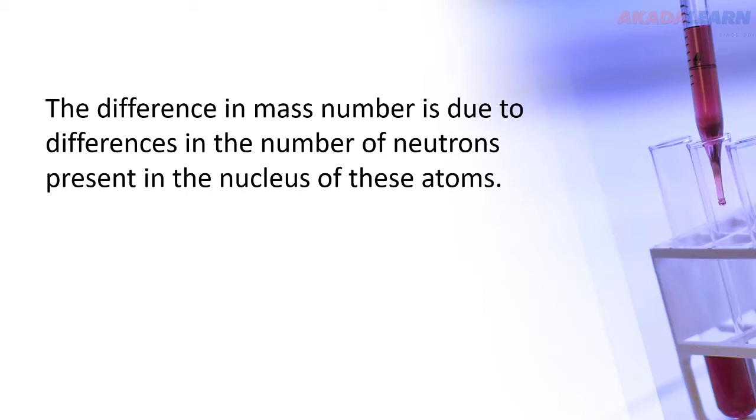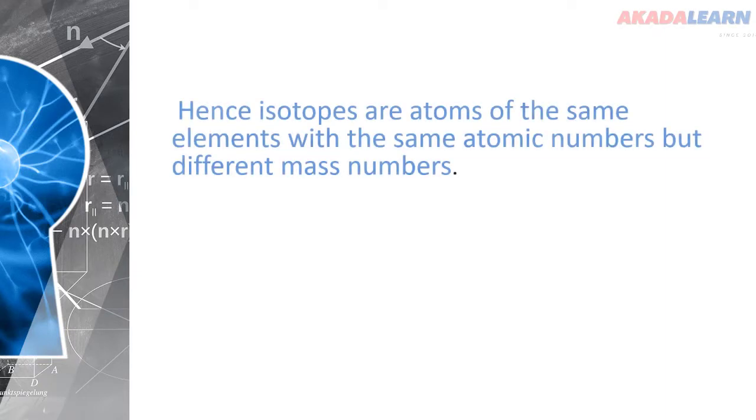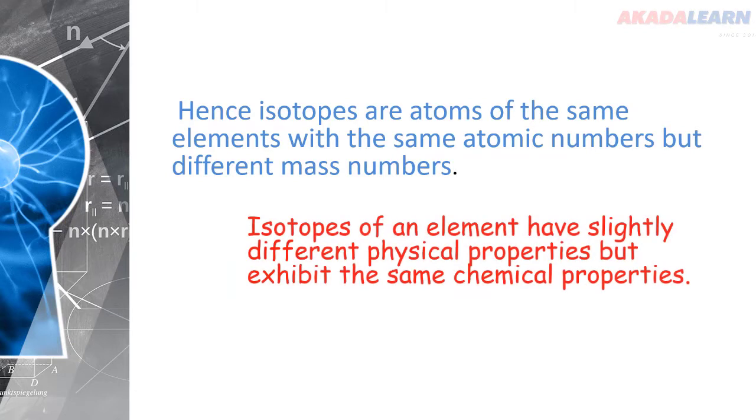Now, the difference in mass number is due to the differences in the number of neutrons present in the nucleus of these atoms that display isotopy. Such atoms are known as isotopes. Hence, isotopes are atoms of the same element with the same atomic number but different mass numbers.